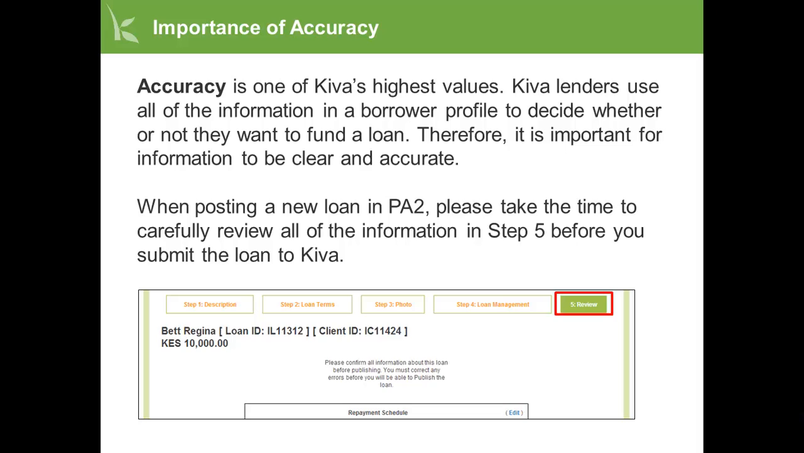First, let's review Kiva's policies regarding loans with errors. Accuracy is one of Kiva's highest values. Kiva lenders use all of the information in a borrower profile to decide whether or not they want to fund the loan. Therefore, it is important for information to be clear and accurate. When posting a new loan in PA2, please take the time to carefully review all of the information in Step 5 before you submit the loan to Kiva.